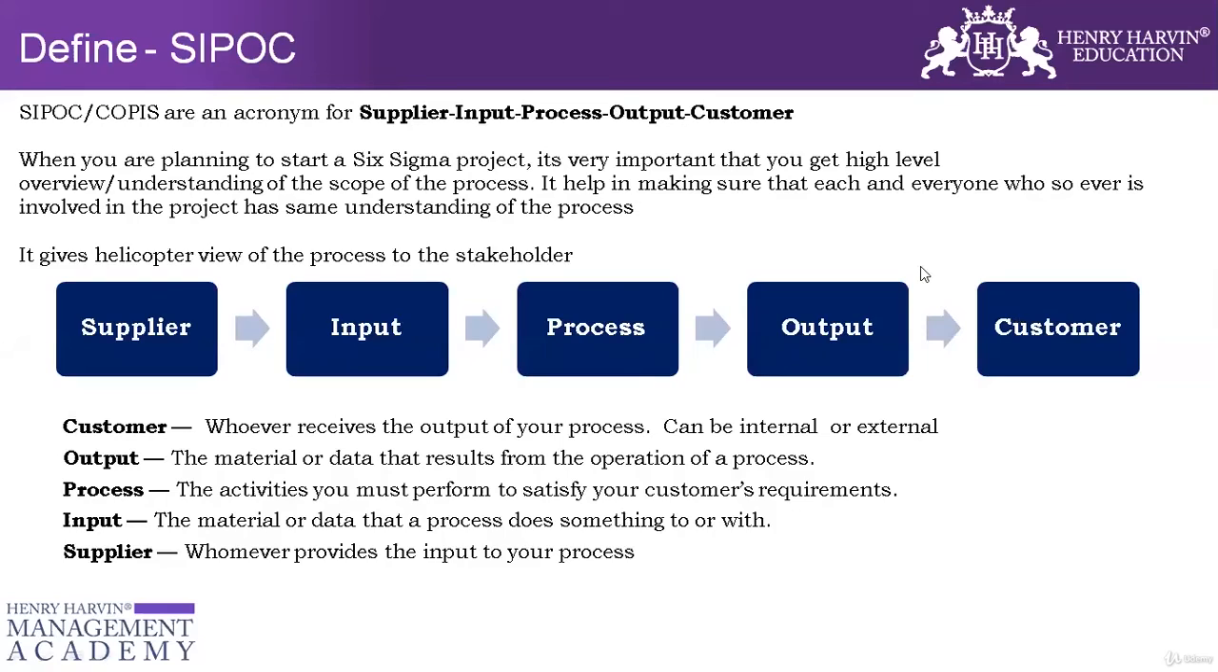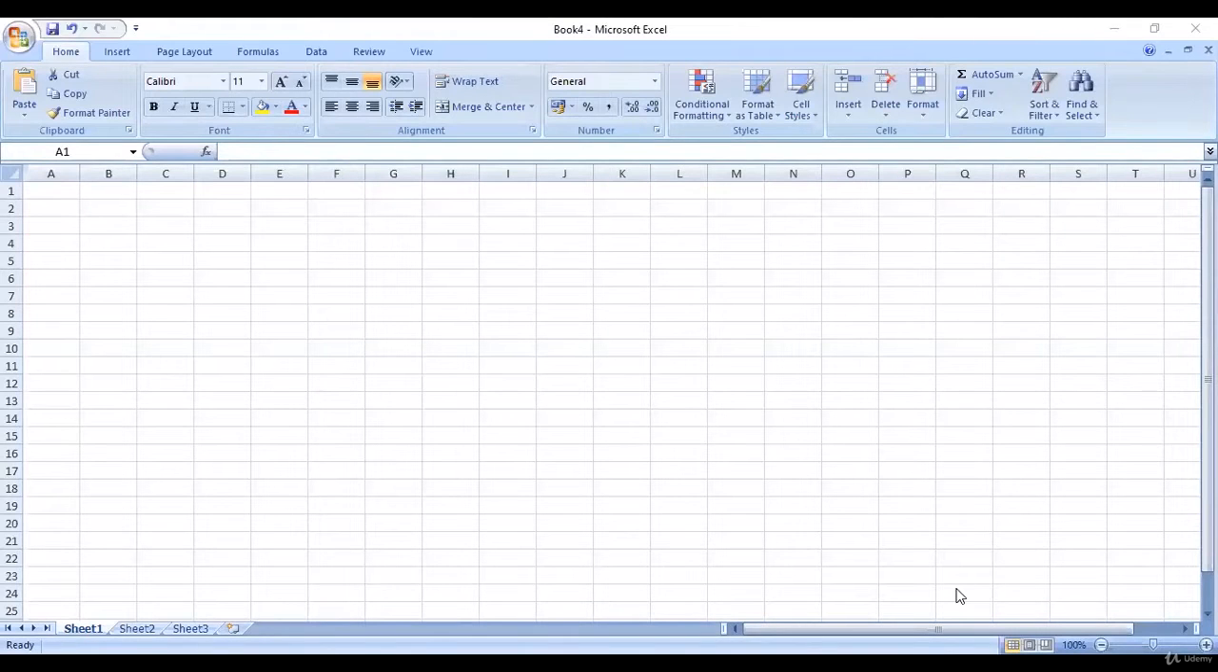Okay, so let's take one example. I'm just sharing my screen. Just give me a second. Can you see my screen? Can you see my Excel screen? Yes. Let's take a very hypothetical example that I want to do a SIPOC for booking tickets through IRCTC.